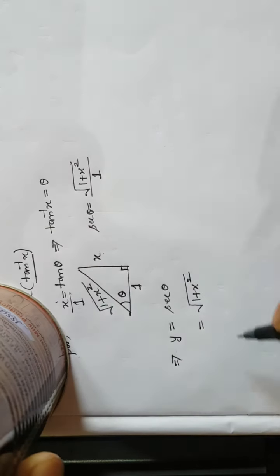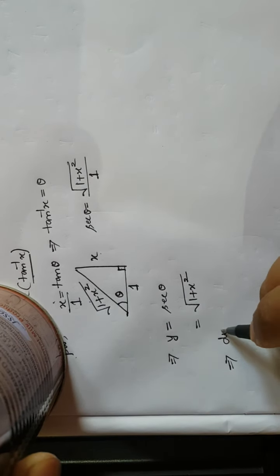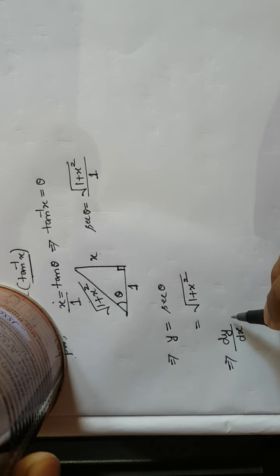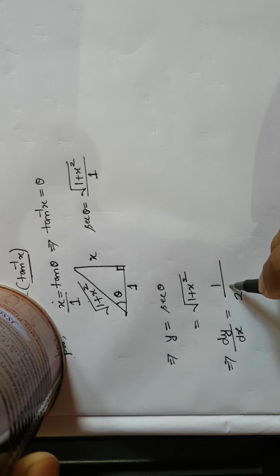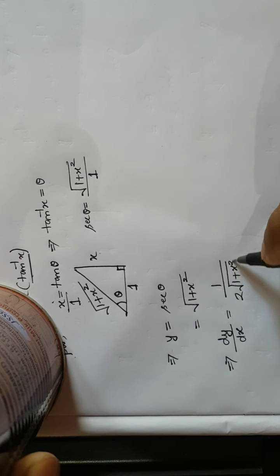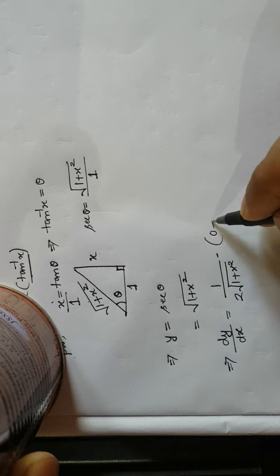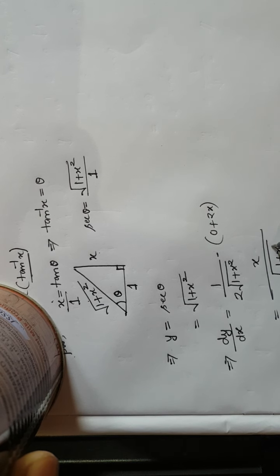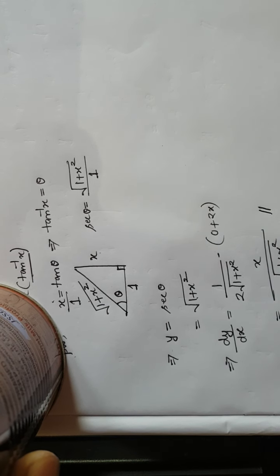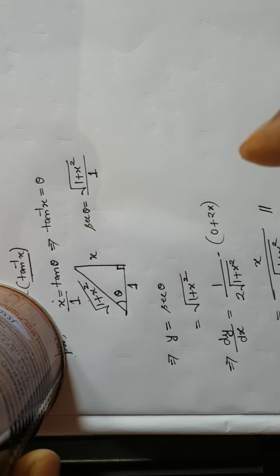Same result. Now dy by dx equals again 1 by 2 root over of 1 plus x square. For 1 it is 0, for x square it is twice x. 2 cancelled, x by root over of 1 plus x square. This is the derivative of an inverse function with trigonometric substitution. I will get back to you with different problems of other chapters.